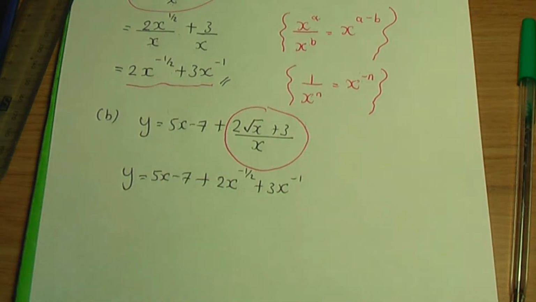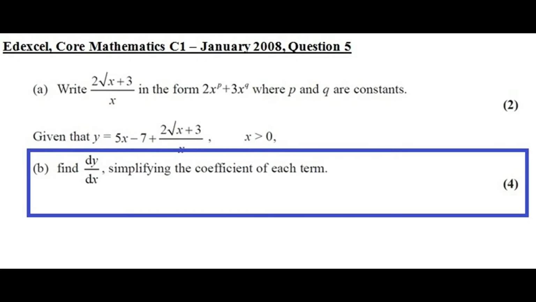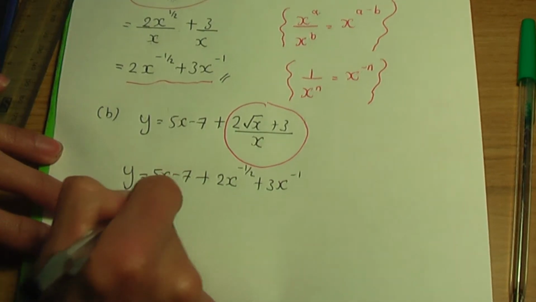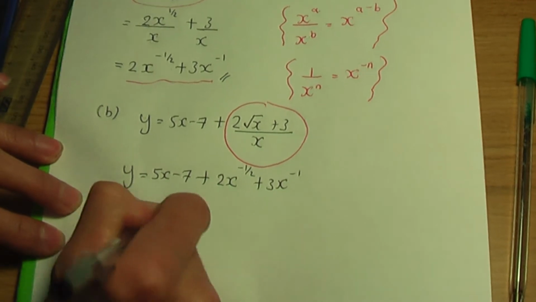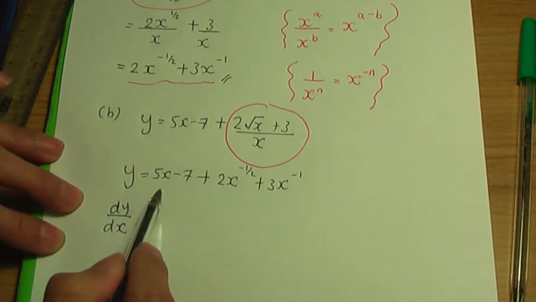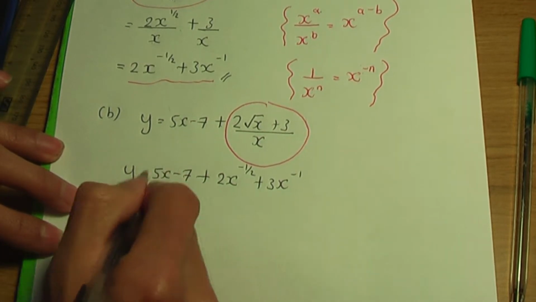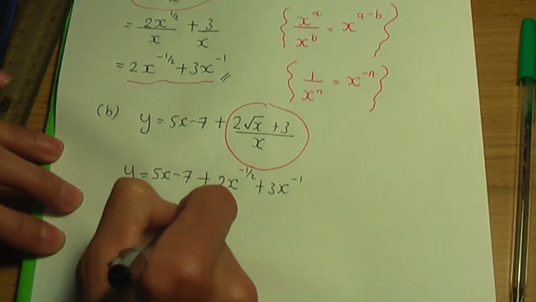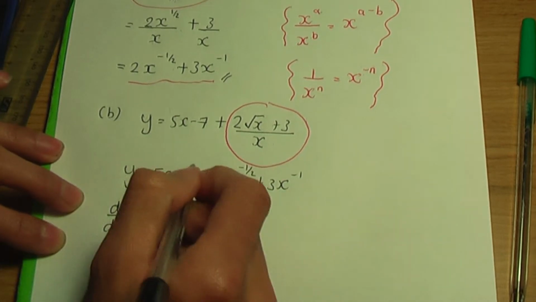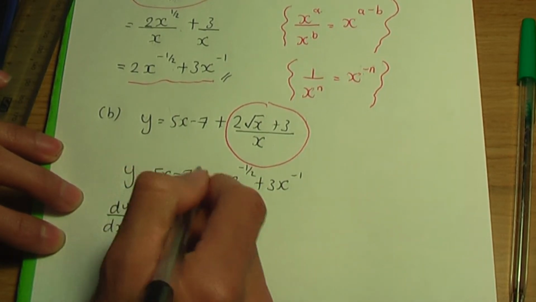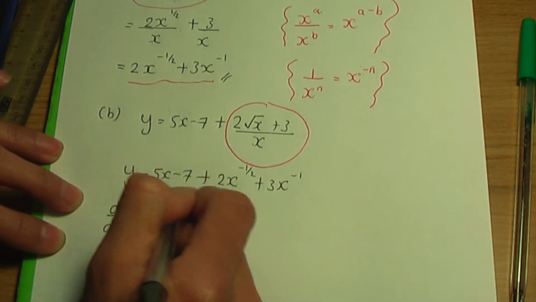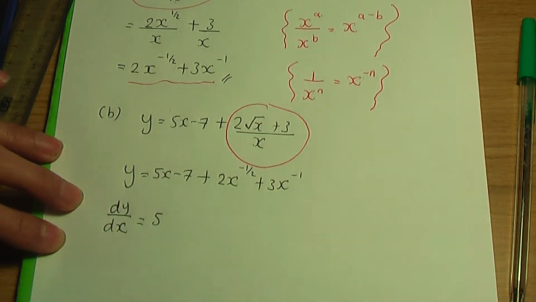So going back to the question, we need to calculate dy over dx. So back to the paper and pen. For dy over dx, we need to multiply by the power and subtract 1 from the power. So if I differentiate 5x, it's 5. Derivative of any constant is 0. So when I differentiate the constant minus 7, that is 0.